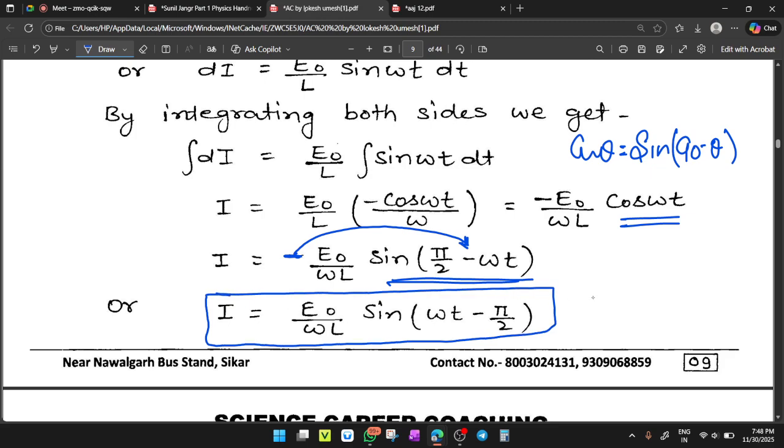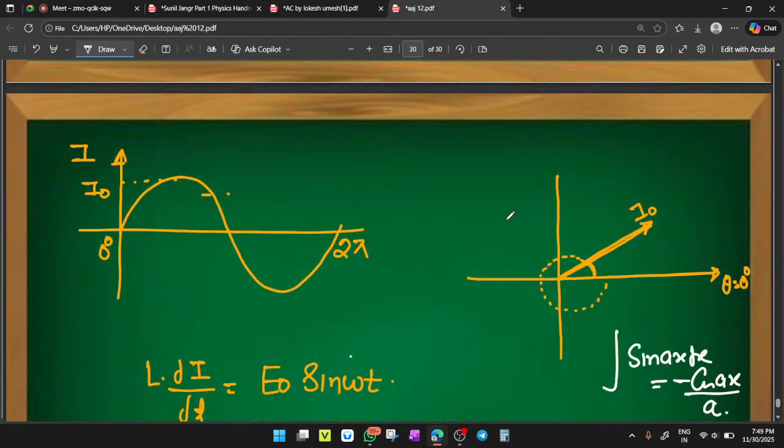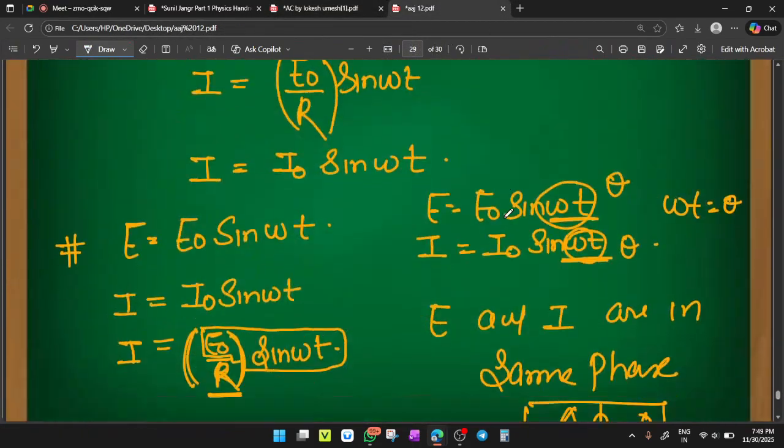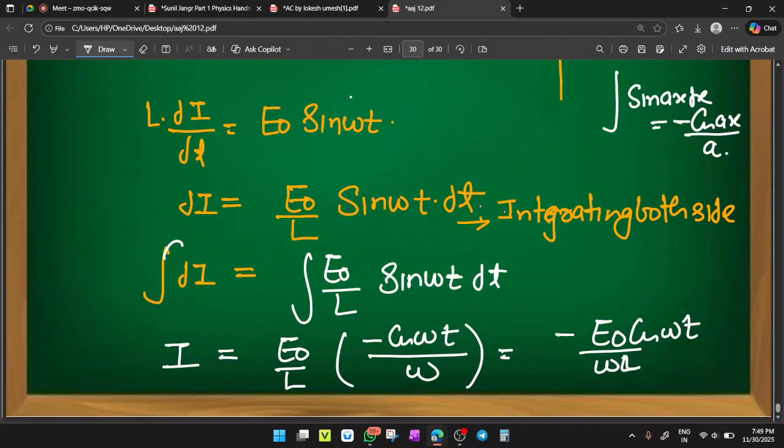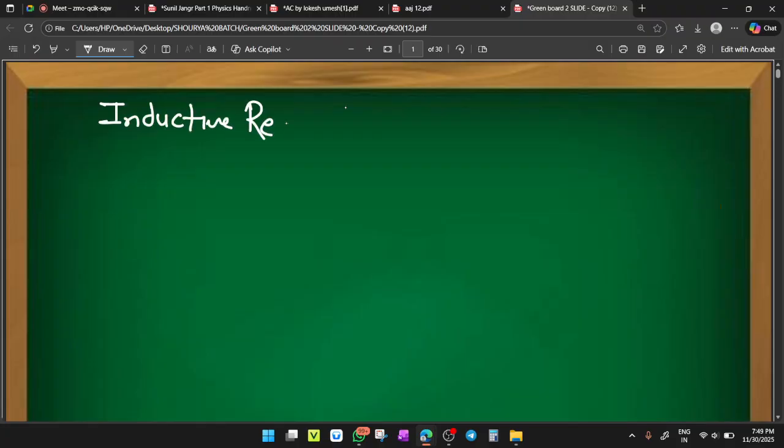Clear? Now one more thing. You see this E naught upon omega L. I am introducing a new term here that is called capacitive reactance. Inductive reactance, not capacitive reactance. So the new term I am introducing here is inductive reactance.